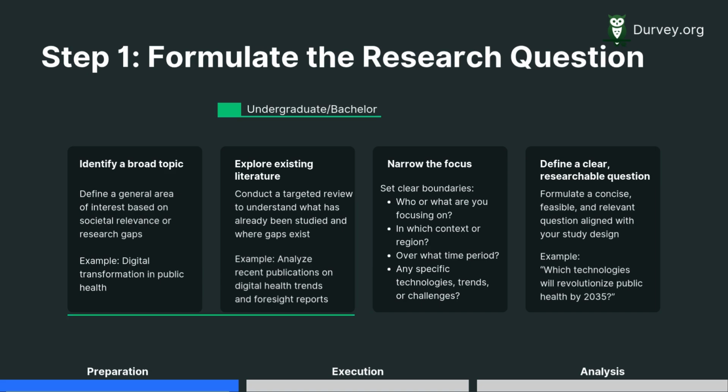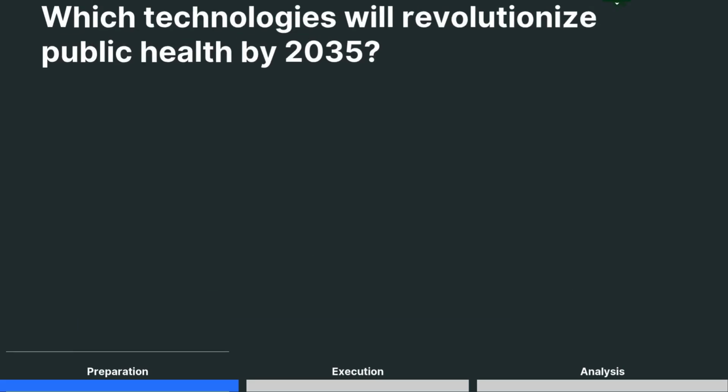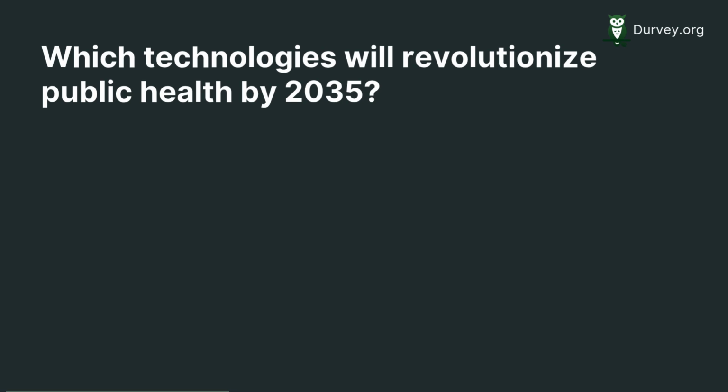Undergraduate students can stay at a broad level and focus on a general question tied to a real-world problem. Graduate students may back their question with literature and theoretical framing. And PhDs or researchers should define an original, theory-driven question and justify its academic relevance and novelty. In our example, we defined the research question as, which technologies will revolutionize public health by 2035?